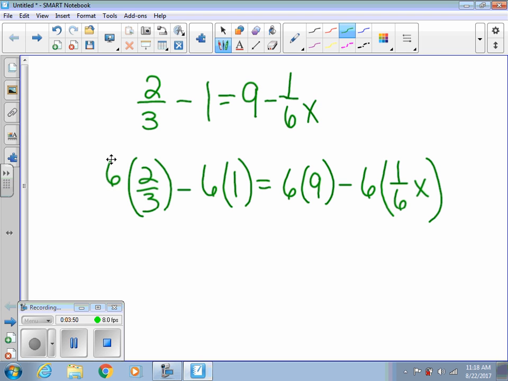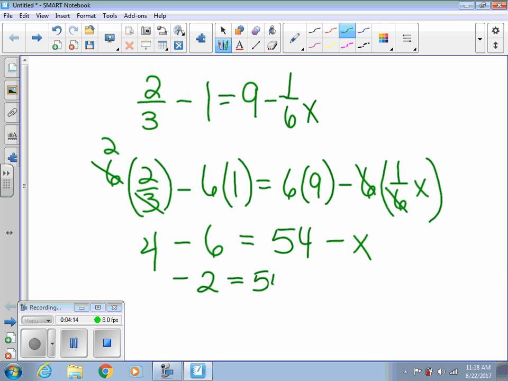When I do that, I've eliminated my fractions, because here I'm going to have a 2, which is 4, minus 6 equals 54. Those cancel, minus x. No more fractions. Okay? So now I'm going to simplify. And then I just combine the like terms on the left-hand side. And notice how my equals, I'm trying to line it up because that's the format I want you guys to use. Now I got to get x by itself.